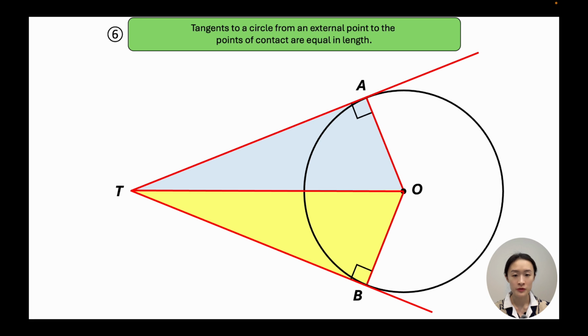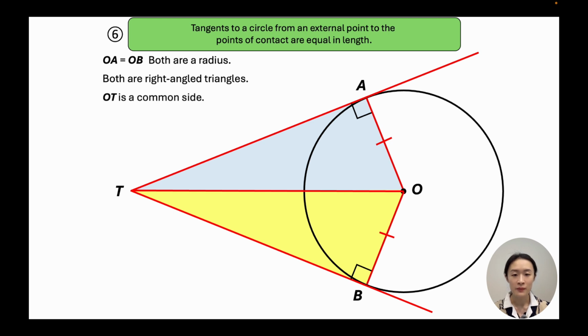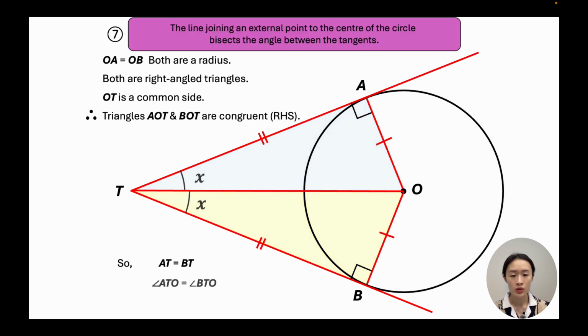And this is the proof. Now we can form two right angle triangles by using the previous theorem because OA and OB are radii, therefore they are perpendicular to AT and BT. OA equals OB and OT is the common side. Then by RHS, right angle, hypotenuse and side, we can prove that these two triangles are congruent. That means they are exactly the same. Then we can conclude that AT equals BT. We can also say that angle ATO equals angle BTO. That means OT bisects the angle ATB.